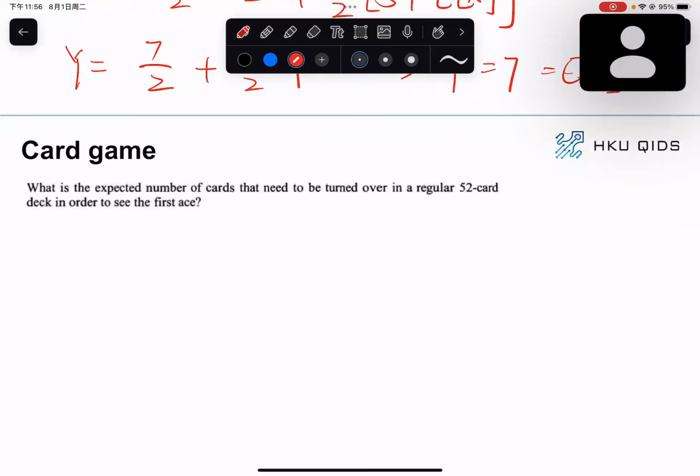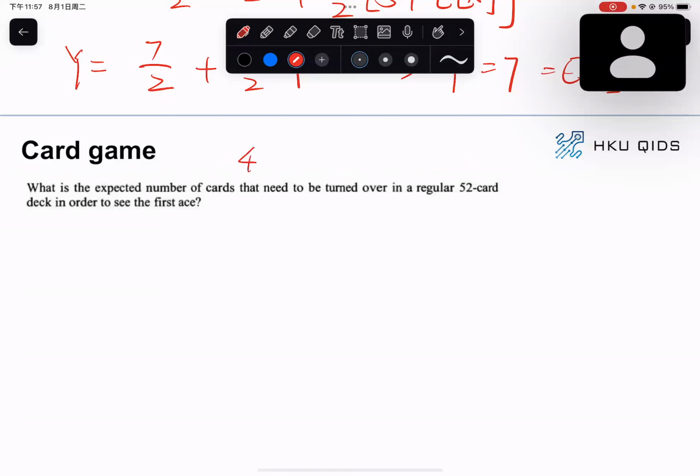Okay, so next question, the card game. Still another of our old friends. What is the expected number of cards that need to be turned over in a regular 52 card deck in order to see the first ace? It seems a quite complex problem, but I'm going to first solve this one in a quite elegant way and then try to generalize the case, okay?